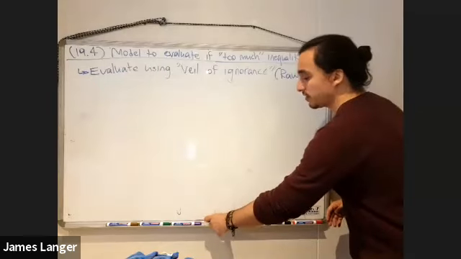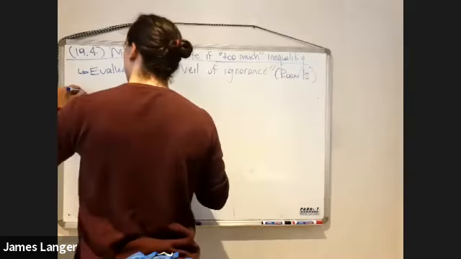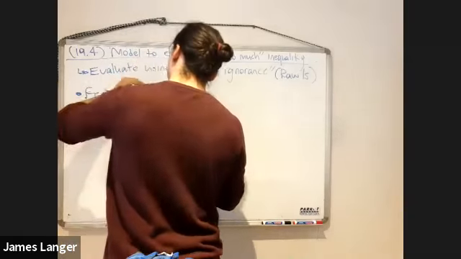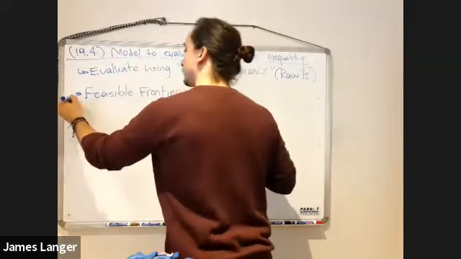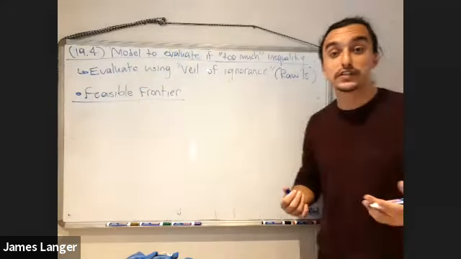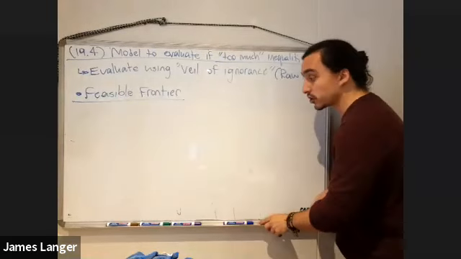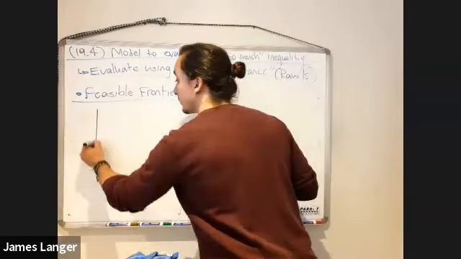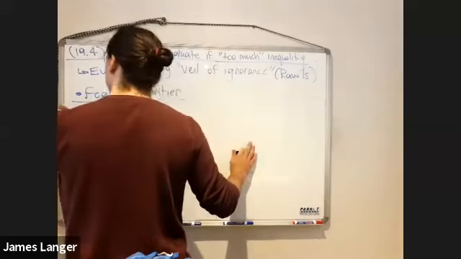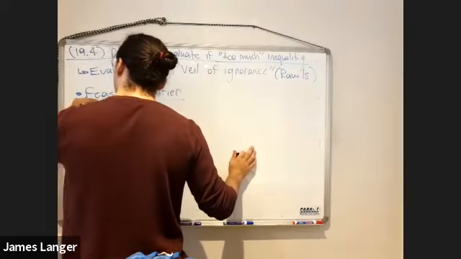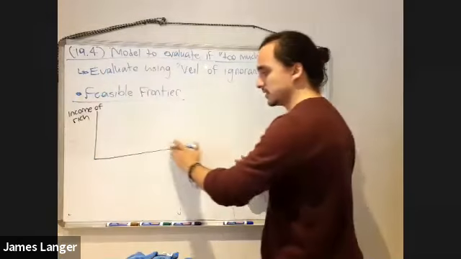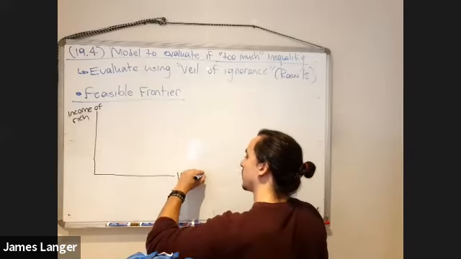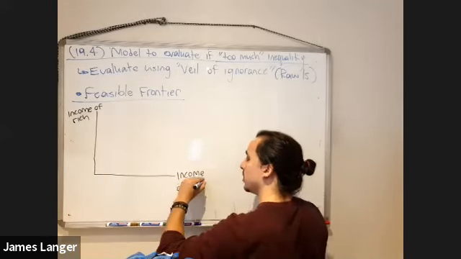Cool. So we're going to begin with feasibility. So the feasible frontier. You guys have learned about a lot of different feasible frontiers in your time last year. So we're going to be setting up another feasible frontier. So we're going to be putting the income of the rich on one axis and the income of the poor on another axis.